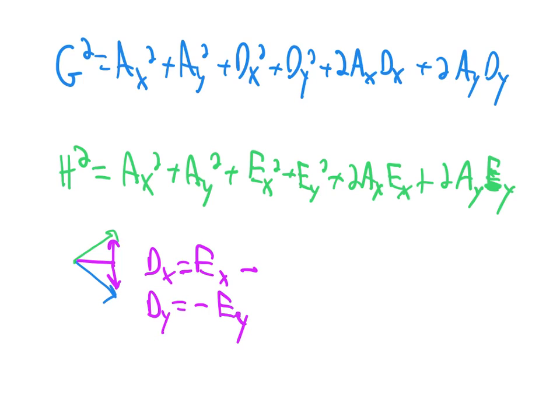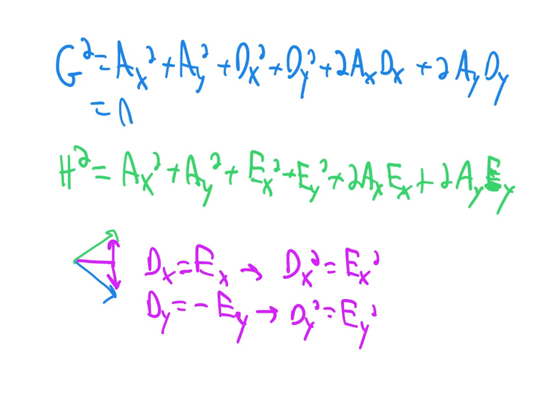And then these two things imply that when I square dx, I obviously get ex squared because they're the same number. And when I square dy, I get minus ey quantity squared, but minus 1 squares to 1, so I actually still get ey squared. So I can go back up here and replace what we have with things in e.